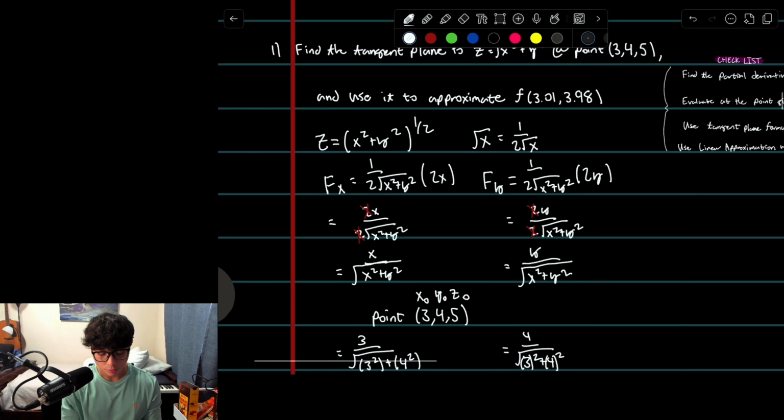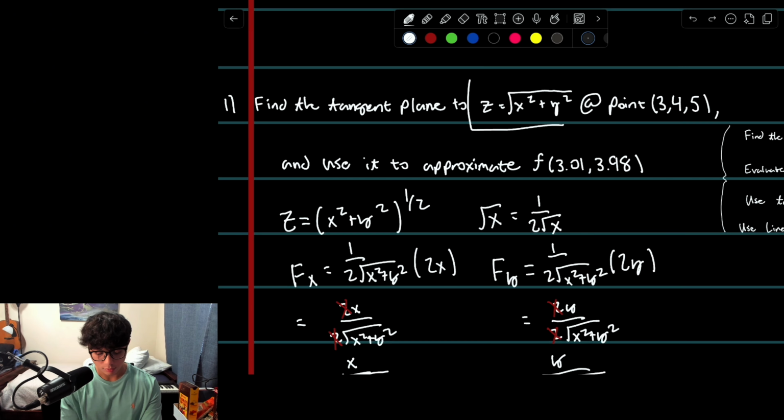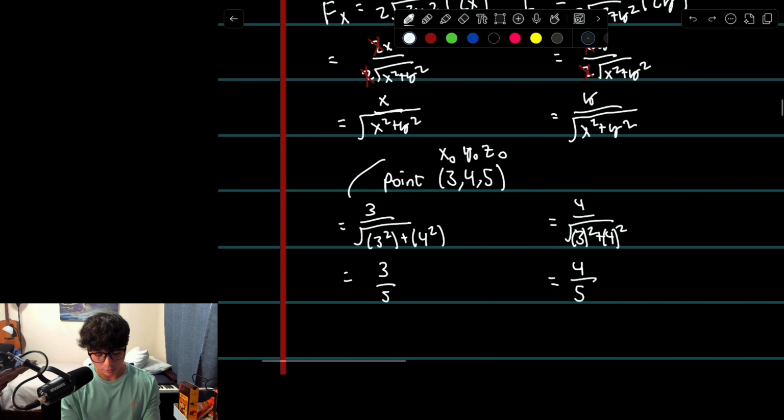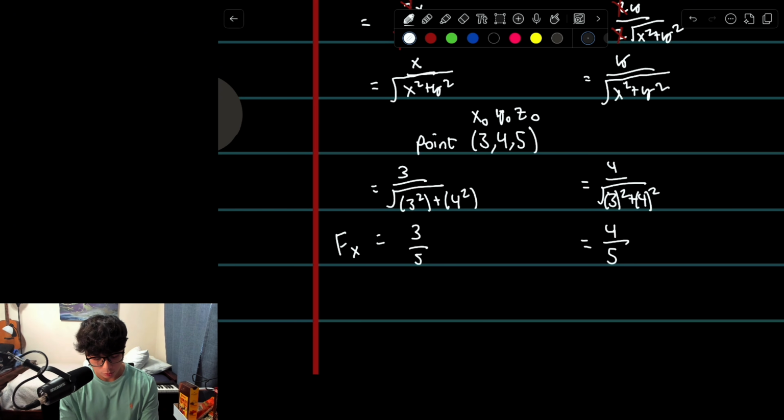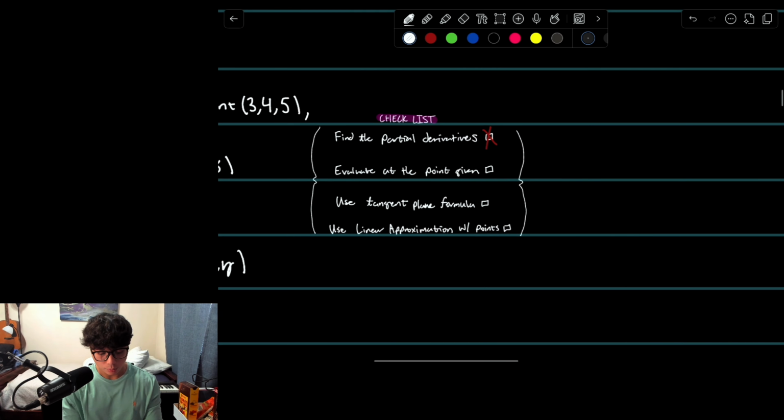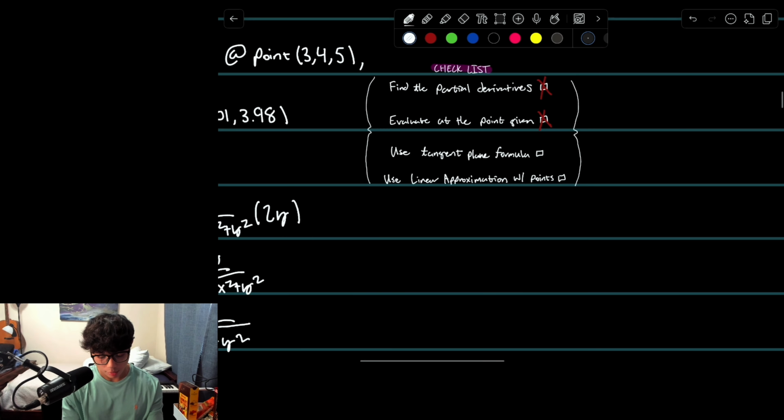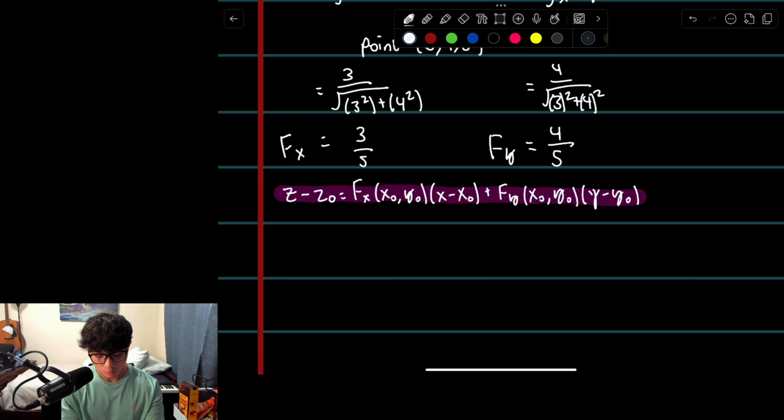So far, I just found the partial derivatives with the given equation, and I evaluated them at the point given. So I'll give these labels as respect to x and respect to y. Now we can check step 2 off our list. Our next step is to use the tangent plane formula, which if you recall is this formula over here from the beginning.